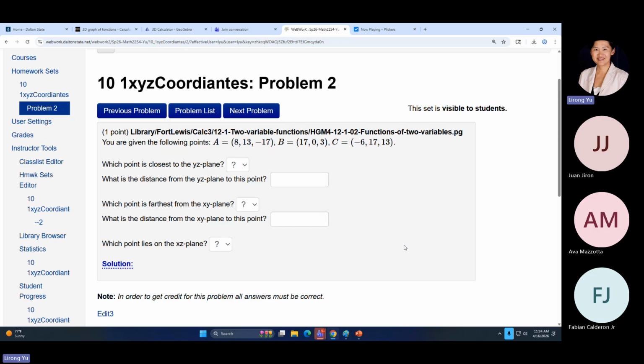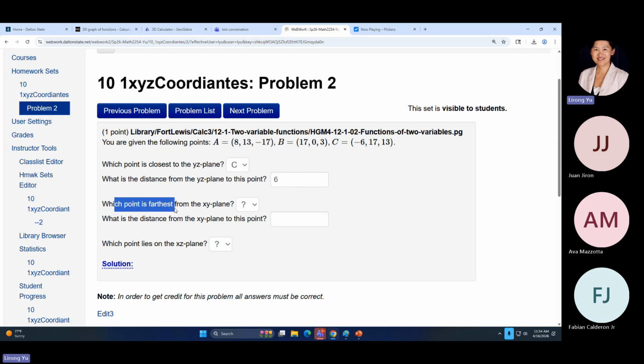So the distance is 8. For B, the distance to the YZ plane is 17. Then for C, the distance will be 6. We're talking about distance, and distance will always be positive. So the one closest to the YZ plane is C, right? The distance from the YZ plane to this point is 6. So it's 8, 17, and 6. 6 is the closest.